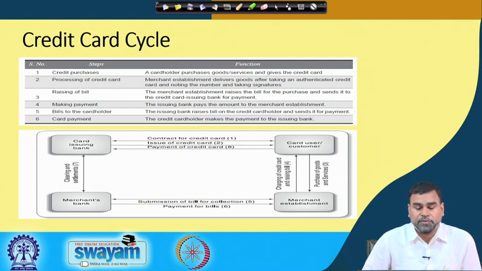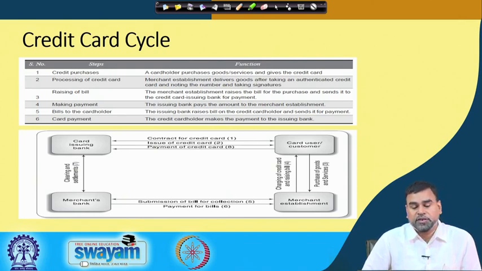The merchant establishment delivers the goods after taking an authenticated credit card, noting the number and taking the signature. And nowadays the signature is not required because you have the chip-based credit card available with you. Then the bill is raised. The merchant establishment raises the bill for the purchase and sends it to the credit card issuing bank for payment. They keep this bill with them and send it to the bank to make the payments to their bank.